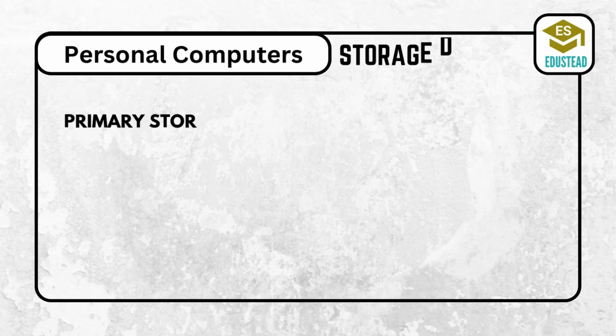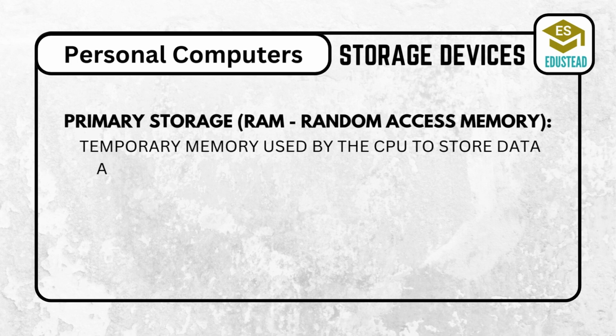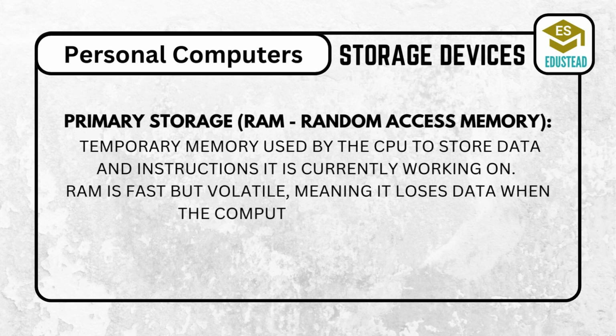In the storage devices, we are starting with primary storage, that is RAM, random access memory. It is temporary memory used by the CPU to store data and instructions it is currently working on. RAM is fast but volatile, meaning it loses data when the computer is turned off.